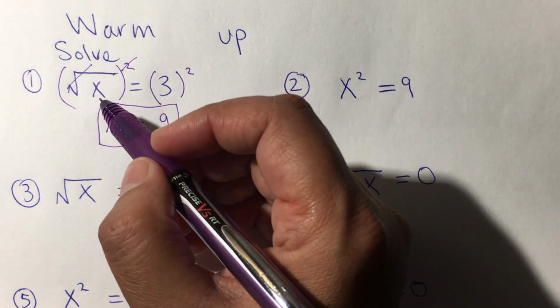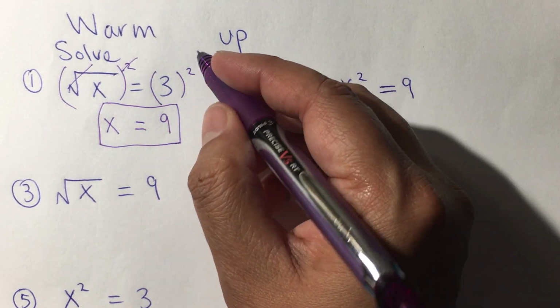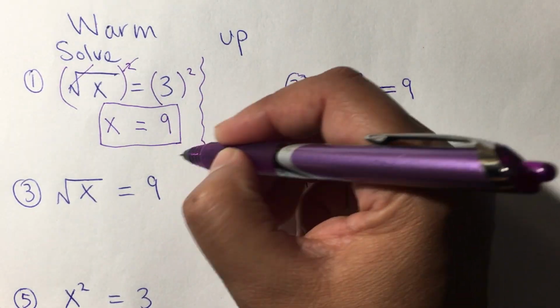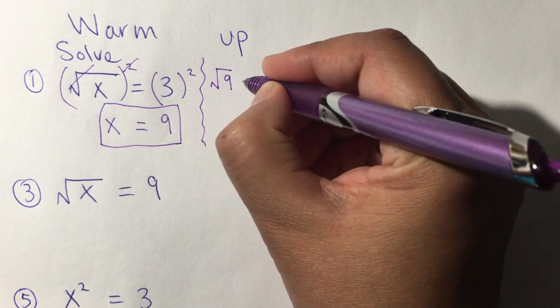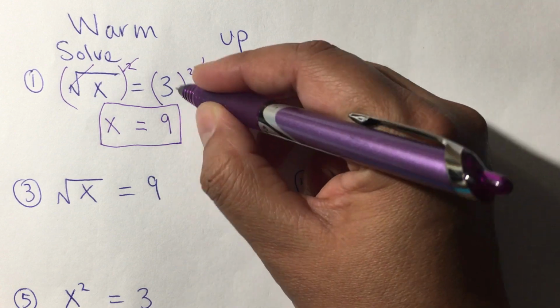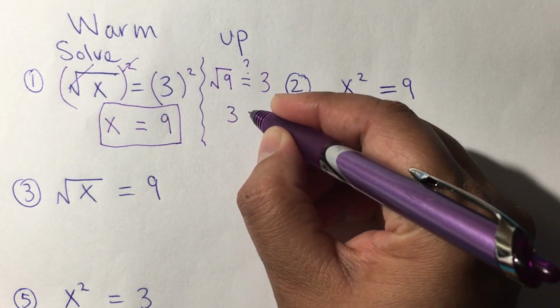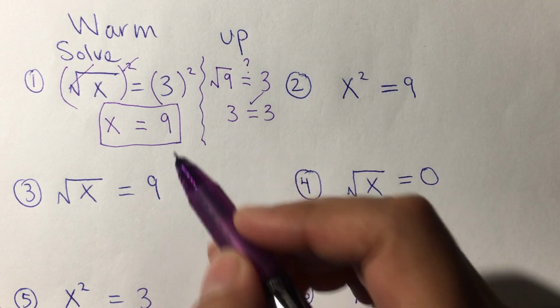Now, whenever we get a solution for a square root, we have to check to make sure that that's not an extraneous solution. So we substitute the x by 9. The square root of 9, is it equal to 3? The square root of 9 is 3, so yes. 3 equals 3, so we say that 9 is a solution.